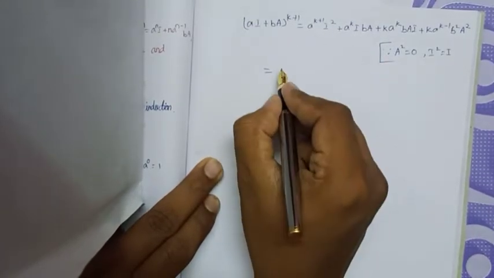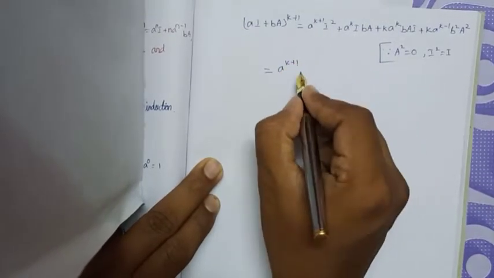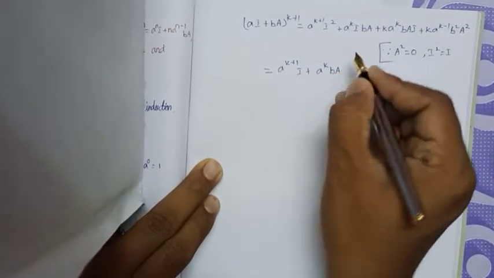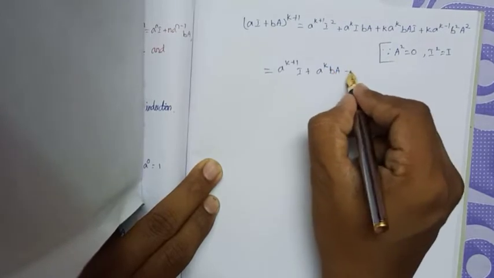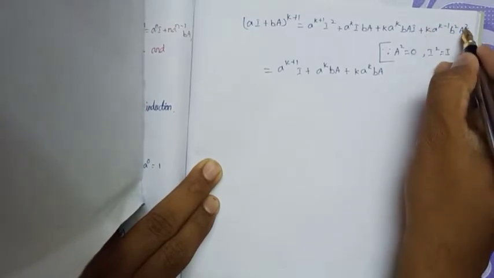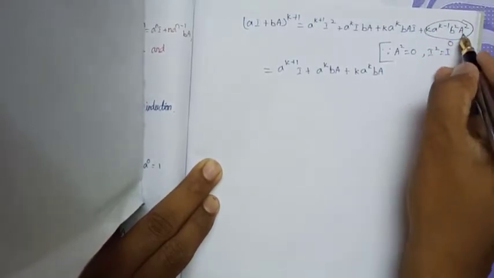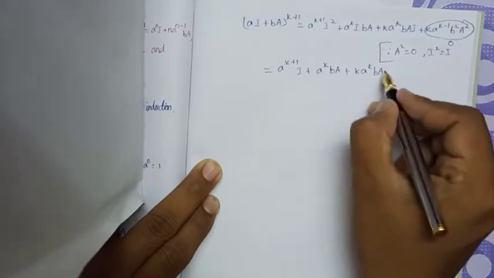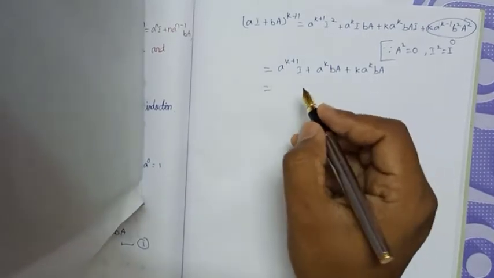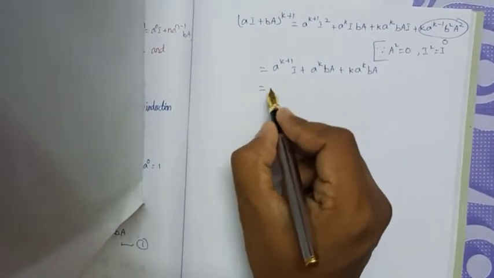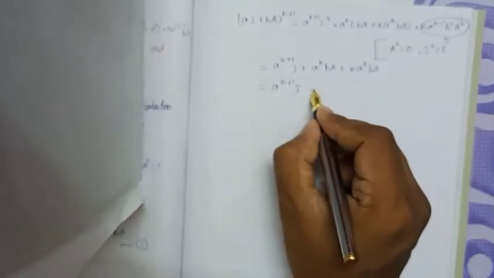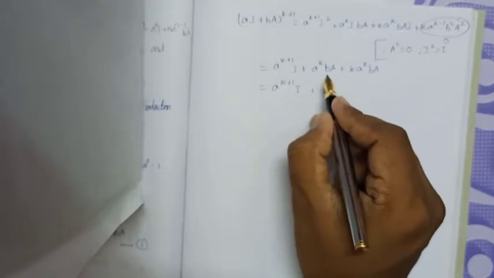So we get A^(k+1) = I square value is I, plus A^k B I, any matrix we get the same value, plus k into A^k BA. The whole value you get 0 because A square value is 0, so 0 into anything we get 0, so we don't write this. Okay, finally we get here what we had, A^(k+1) into I. Okay, here the common value is A^k BA.